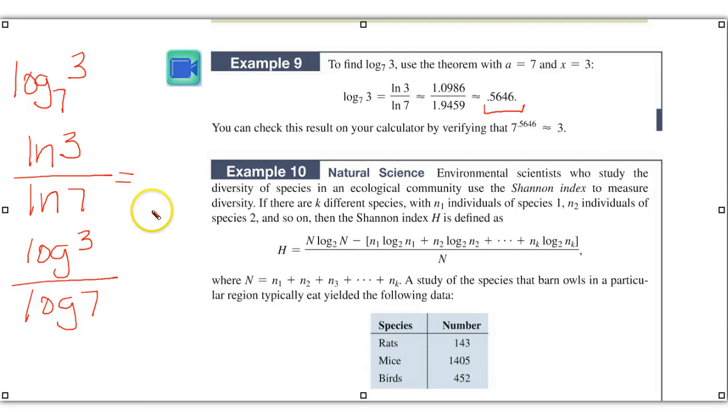And that works out very well. Again, I'm wondering why they're not showing us that both of these can be used for the change of base formula. But again, you have some notes. Put that in your booklet. All right, let's go on to example 10.